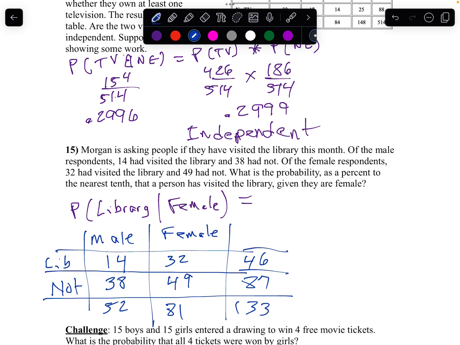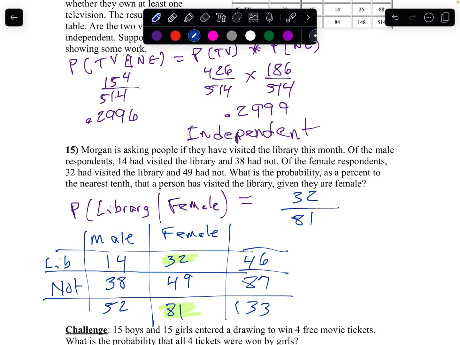Now I'm going to look at visiting the library given that I'm female. The given part is my sample space. So I want to look at my female. So that's going to be 81. Now, of those female, how many of them visited the library? Well, 32, right? So 32 out of 81.